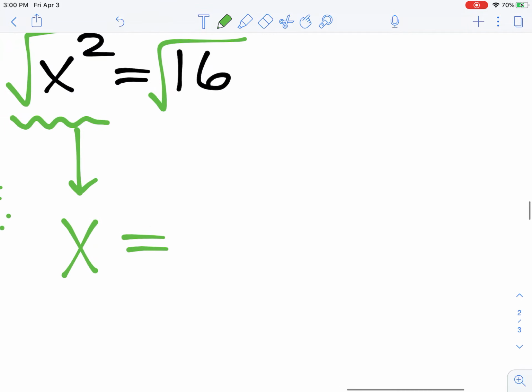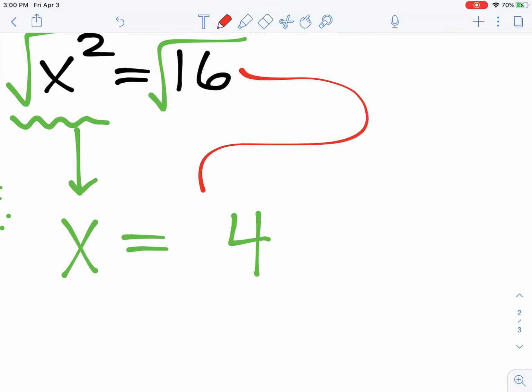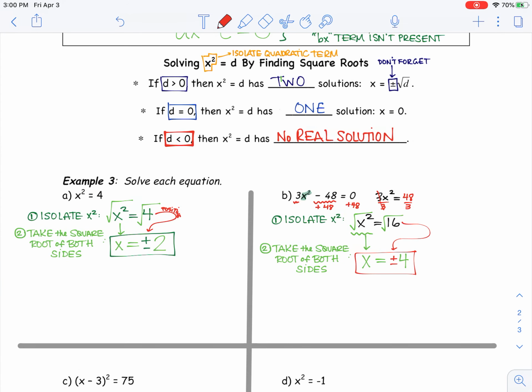16 is positive, so we should expect 2 solutions. Square root of 16 is 4. And because this was a positive number, we want to make sure we don't forget our plus and our minus.